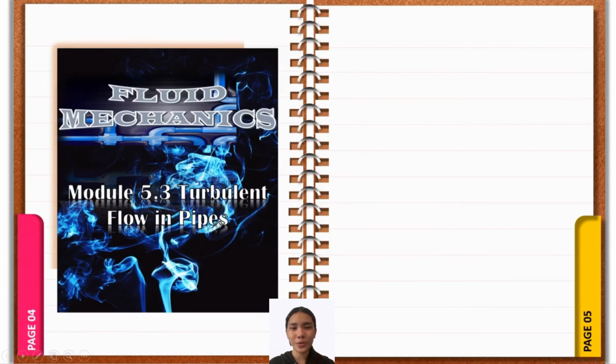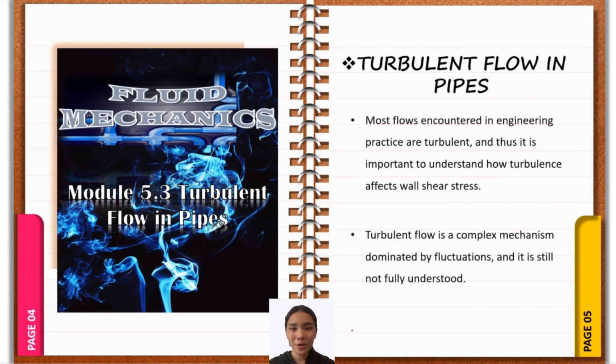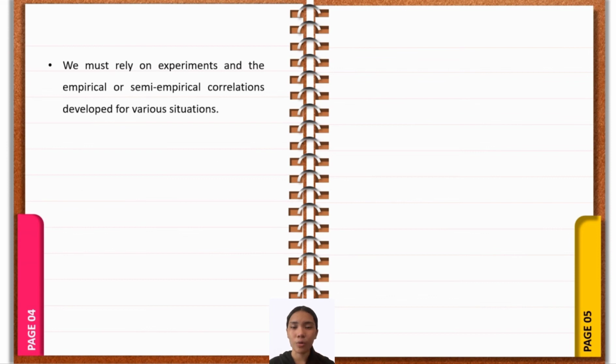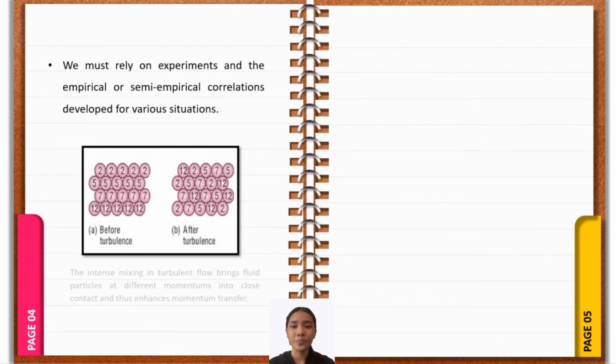And now let's move on to another topic, which is turbulent flow in pipes. Most flows encountered in engineering practice are turbulent, and thus it is important to understand how turbulence affects wall shear stress. However, turbulent flow is a complex mechanism dominated by fluctuations, and despite a tremendous amount of work done in this area by researchers, the theory of turbulent flow remains largely undeveloped. Therefore, we must rely on experiments and the empirical or semi-empirical correlations developed for various situations.